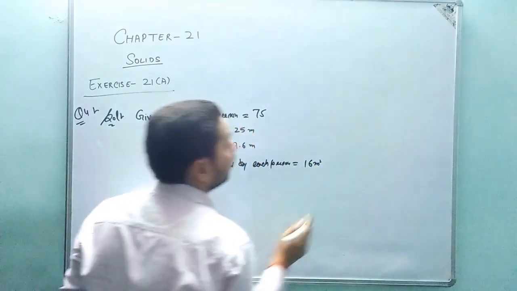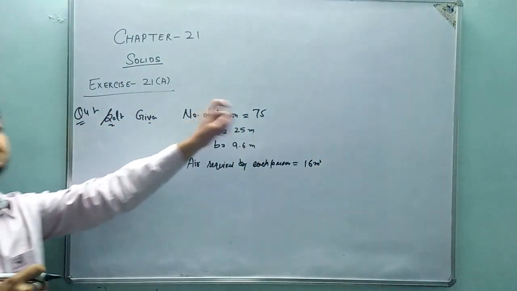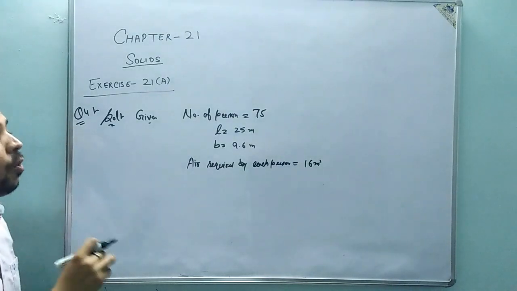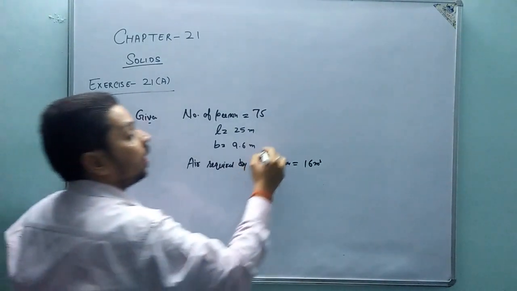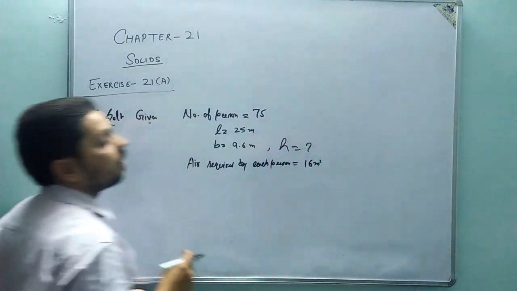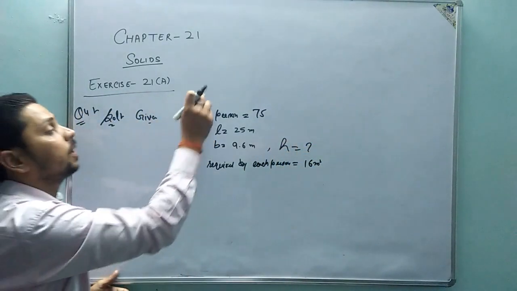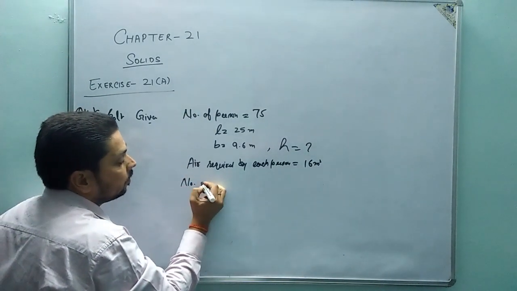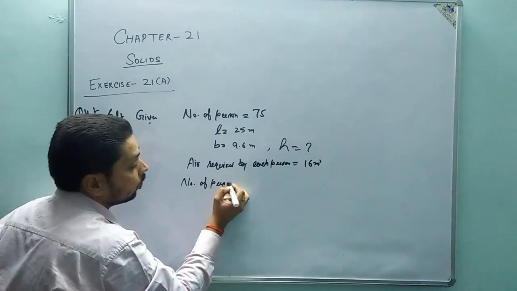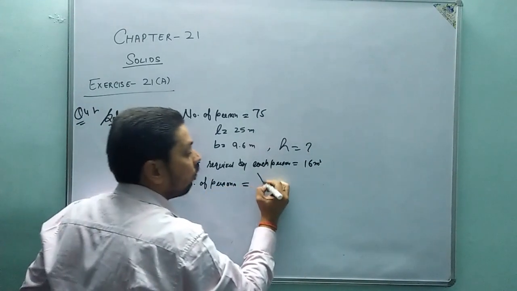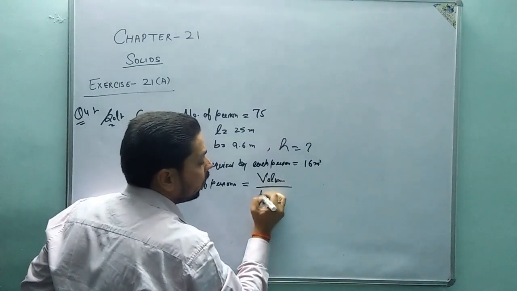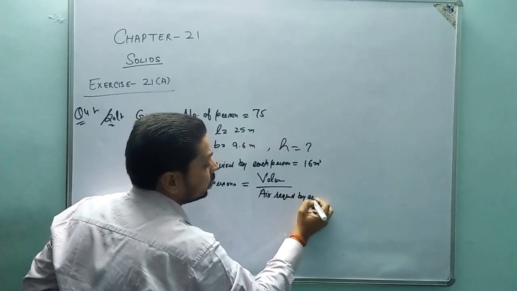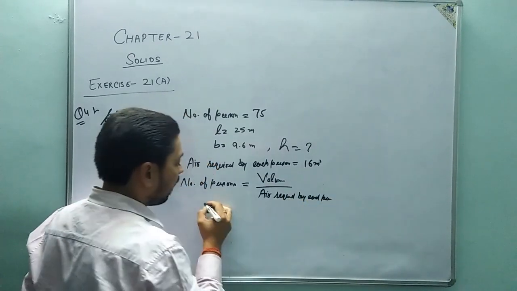Now, again applying the same formula that we have applied, number of persons will be equal to volume over air required. Here we do not have the height h and we have to calculate it. First we will calculate the volume. Number of persons is equal to volume over air required by each person. So what will be the volume?